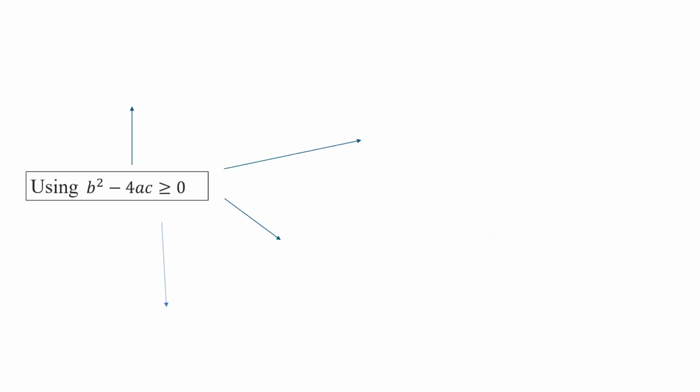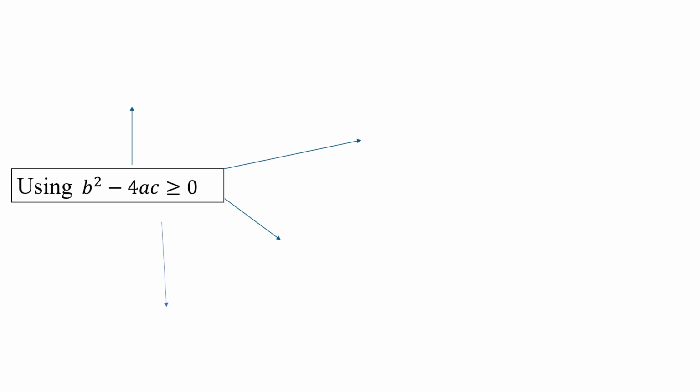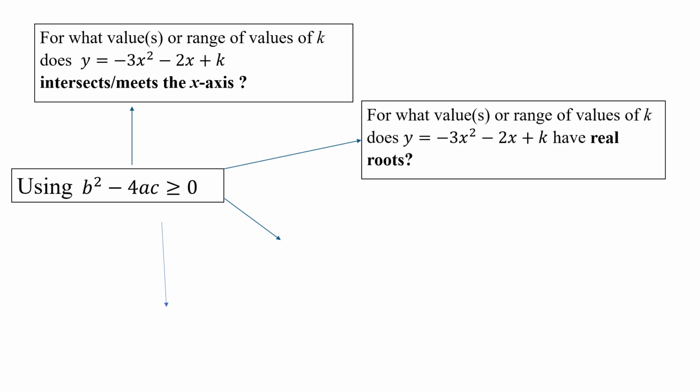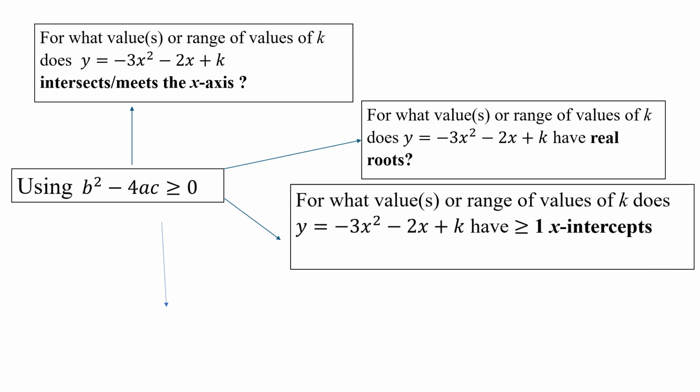Alright, so let's look at the last case, which is real roots, where the value of b squared minus 4ac is more than or equal to 0. So how do you think the questions can be phrased? Yes, it can intersect or meet the x-axis. Have real roots, straight away, very straightforward kind of asking. More than or equal to one x-intercept. It can be one intercept, that is when b squared minus 4ac equals 0, or it can be more than one. So you must combine both cases.